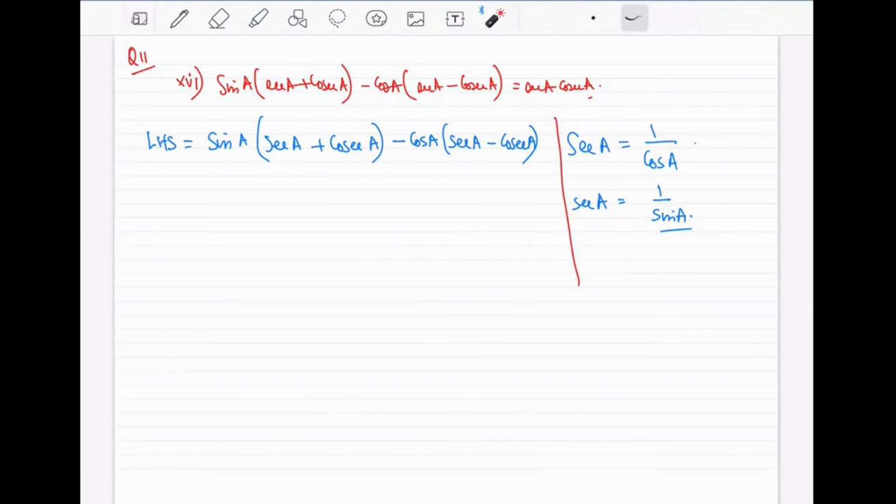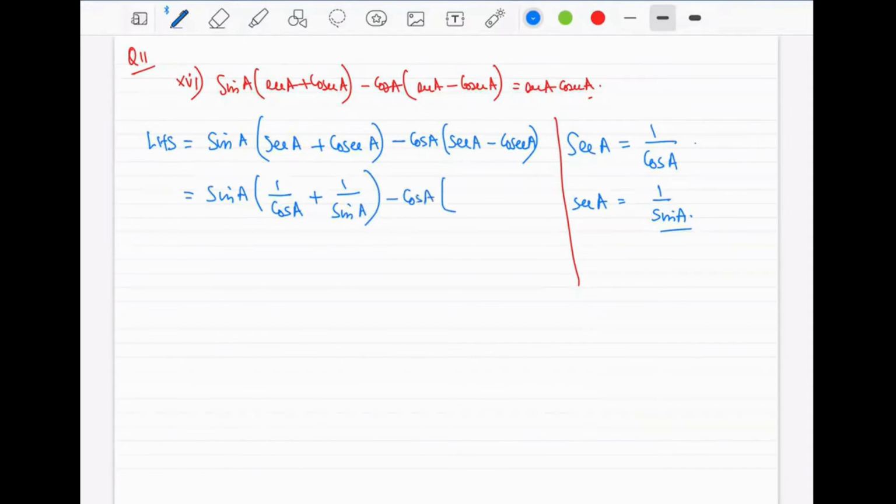Now, what we have to do here is change this sec and cosec using this formula. We want only sine and cos in our expression, so that it will be easier for us to continue solving. So see, sine A will remain the same, no change there. Sec A, we will put as 1 by cos A. Cosec A, we will put as 1 by sine A. Cos A will remain the same.